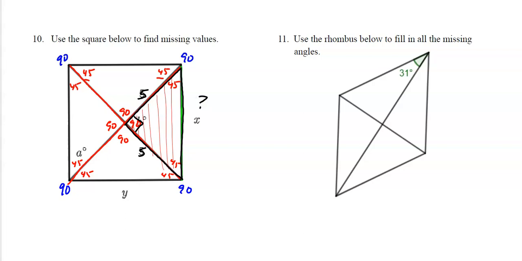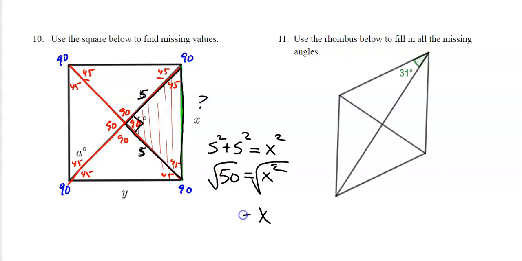So I can use Pythagorean theorem. Leg squared plus leg squared equals hypotenuse squared. 25 and 25 is 50. And then to get x all by itself, to solve this, I take the square root of both sides. And I find out that that side length is about 7.07. So there's a little bit of Pythagorean theorem going on there.